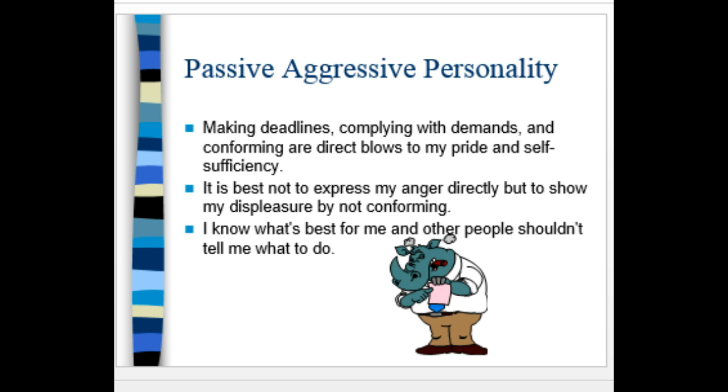What can we say then to look for? Well, passive-aggressive individuals have a lot of trouble making deadlines. They're perpetually late because they can do the assignment, and you know they can do it at an A level. But in order to let you know that they're not going to be dominated by you, they turn it in a day late. It's just the way it is. They have great difficulty complying with demands. Any kind of a demand is a direct blow to their pride and self-sufficiency.